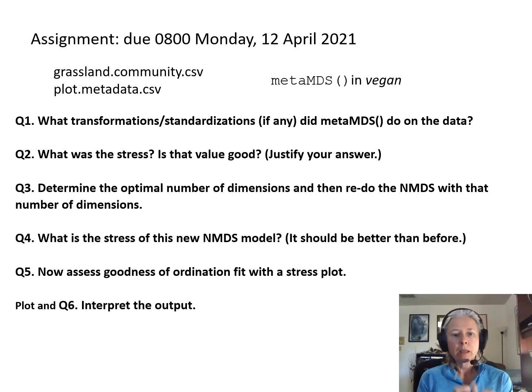Justify that. Determine the optimal number of dimensions based on stress, and then redo the NMDS by specifying that value of K. What's the stress of this new NMDS model? And it should be lower than what you had before. And then assess your ordination's goodness of fit with a stress plot and interpret it.